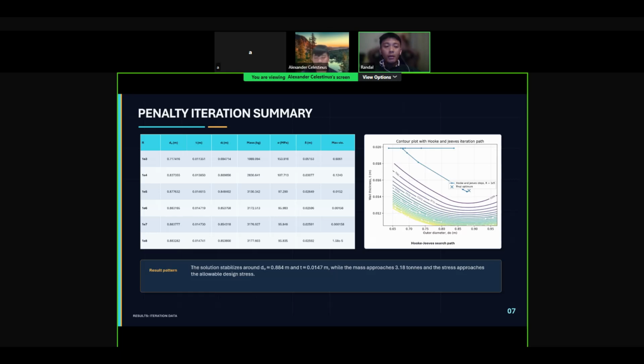Meanwhile, the deflection remains well below the maximum allowable limit. This means the deflection is not the controlling factor for the final design. Overall, this table shows that the penalty function method successfully reduced the constraint violation step by step until the design became feasible.